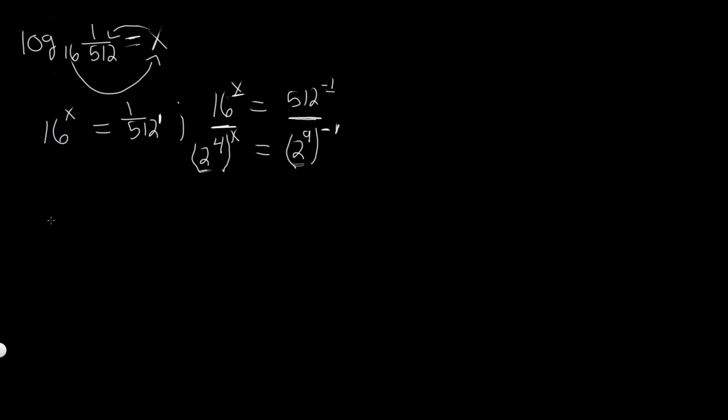We're going to simplify this a little bit by multiplying the exponents. So 2 to the 4x, we just multiplied x and 4, is equal to 2 to the -9. We multiplied 9 and -1. Since we have the same base, we can just compare the exponents. So 4x is equal to -9. We can now solve this problem. Divide by 4, divide by 4. This leaves us with x is equal to -9/4.